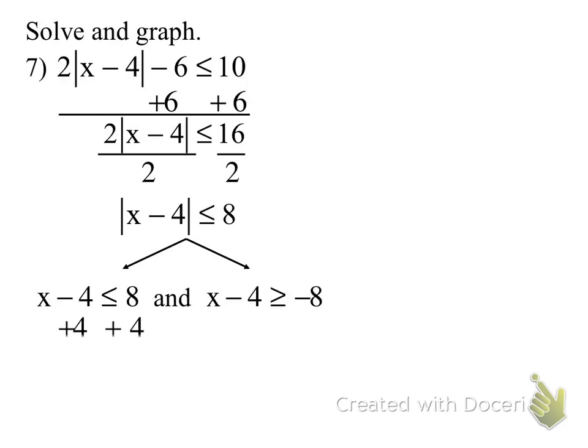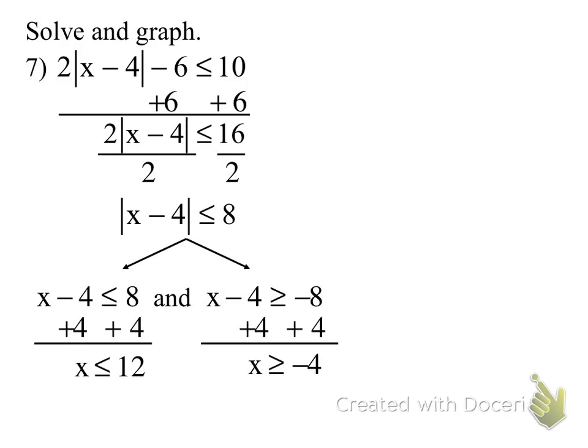Good. And now we're going to add 4 to both sides. And it's an and statement, so I get the in between. And when I go to graph it, it's going to look like this. I have negative 4, I have 0, and I have 12. And it is a solid circle. Right? Just to there.